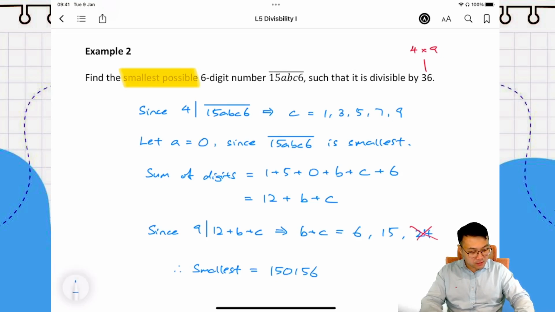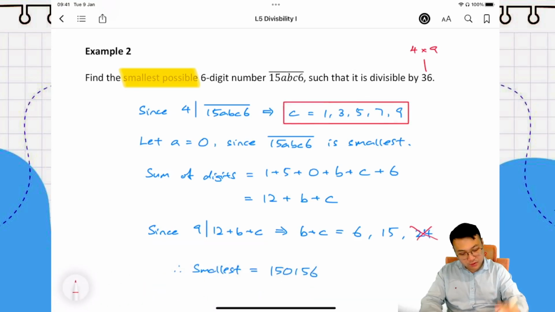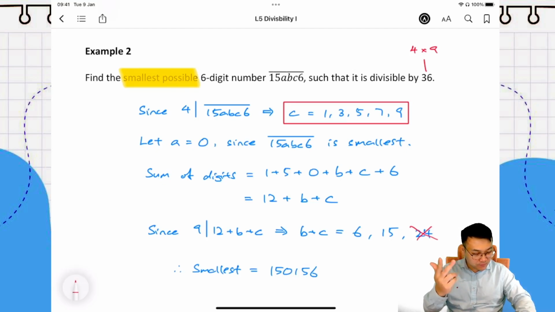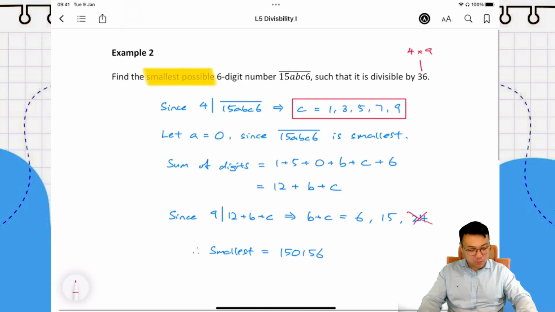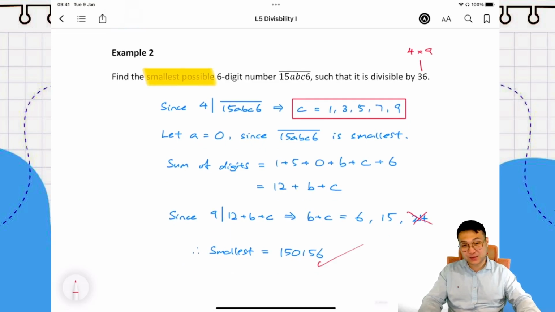Actually, the main reason why you must have B equals to 1, right, is because we already know that C can only be equal to 1, 3, 5, 7, or 9. So if you have B equals to 0, C equals to 6, that's wrong. Then you will not be able to divide the number by 4. So C can only be 1, 3, 5, 7, 9. Okay? So therefore, B must be 1, C must be 5. That is the real reason why we cannot let B equals to 0.